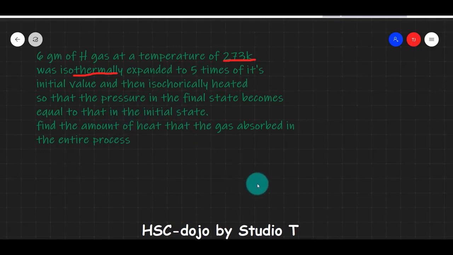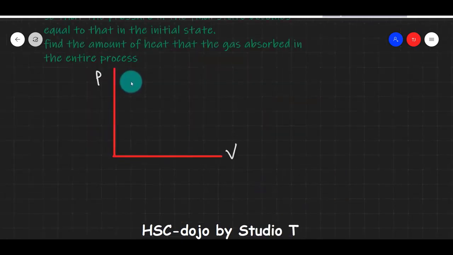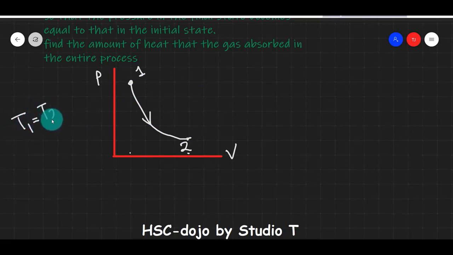So for that problem, if we draw a P versus V graph, let's say this is state number 1 and the gas is expanded 5 times of its initial value. As from 1 to 2, the process is isothermal. Here temperature along this line will be constant. That means here T1 will be T2. And then let's get back to the question.